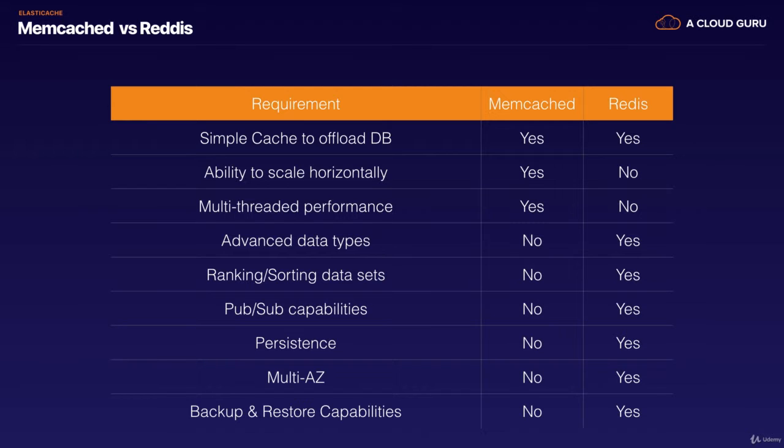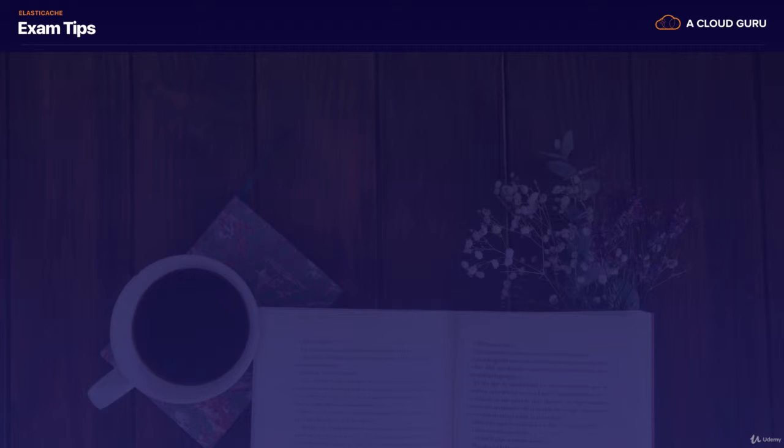If, however, you're going to need things like advanced data types, ranking and sorting data, pub/sub, so publishing and subscribing capabilities, multiple availability zones or persistence, or you need the ability to do backup and restores, then you're going to use Redis. So if you want multi-AZ backups and restores, and more advanced data types, then you're going to use Redis. If you just want something simple and easy to get started with, then you want Memcached.